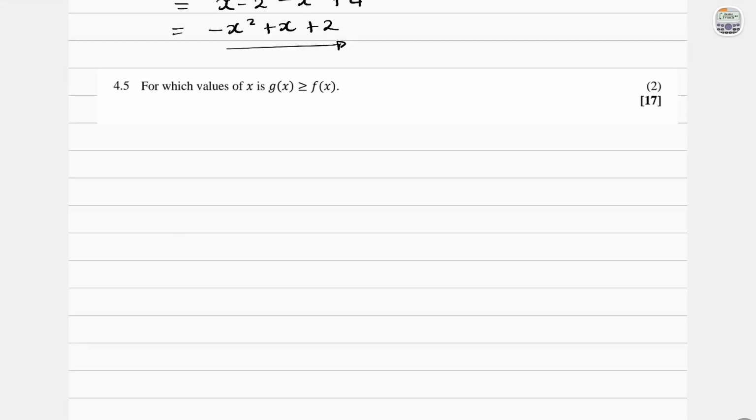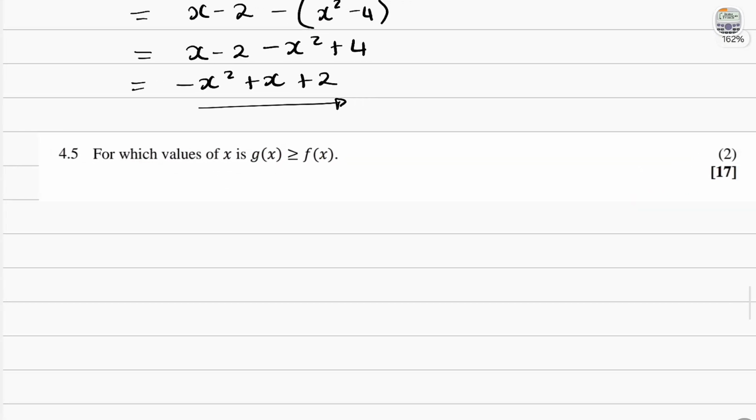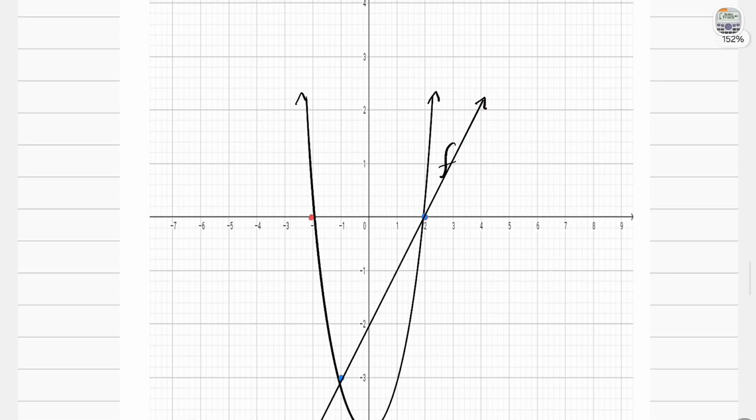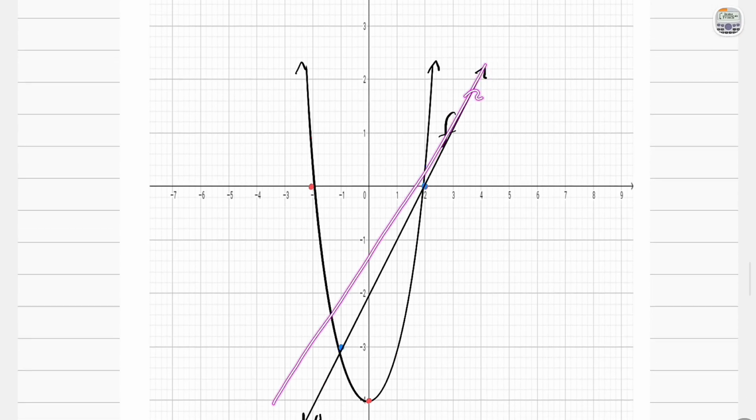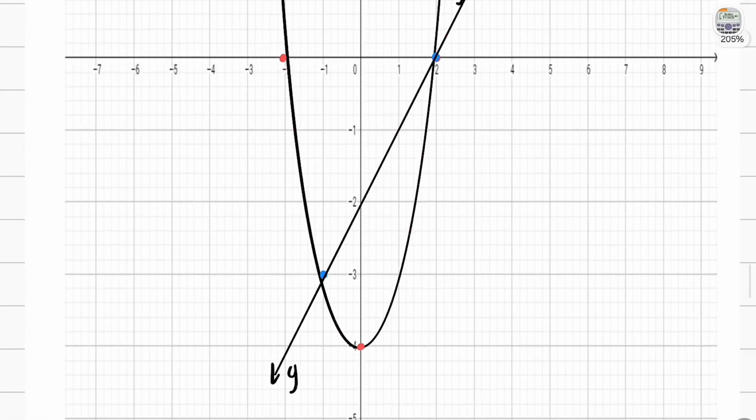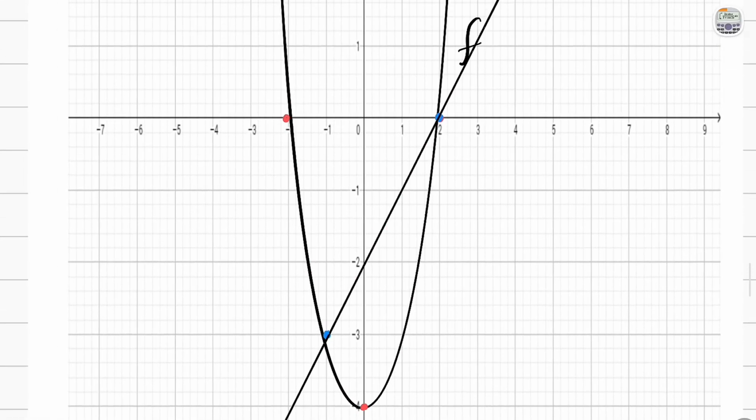The last question for question 4 says, for which values of x is g of x greater than or equal to f of x? So g of x and f of x, they refer to the y values of their graphs. So if we have this graph, the y values of g, look at the graph of g, the straight line. Look at its y values. You notice that they are greater than or equal to f of x. Well, we know where they're equal. They're equal here at their points of intersection. So at which x values are they equal? That would first be at -1. And then the other x value where they're equal is at 2. So at -1 and 2.